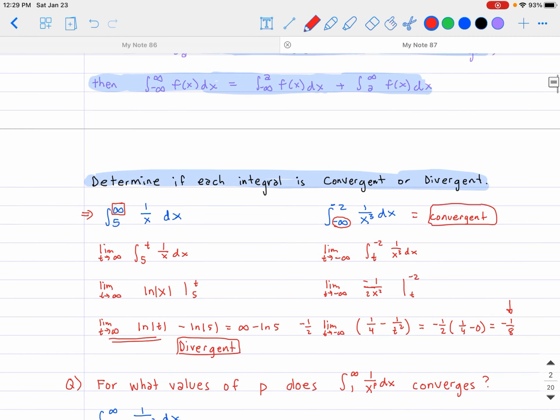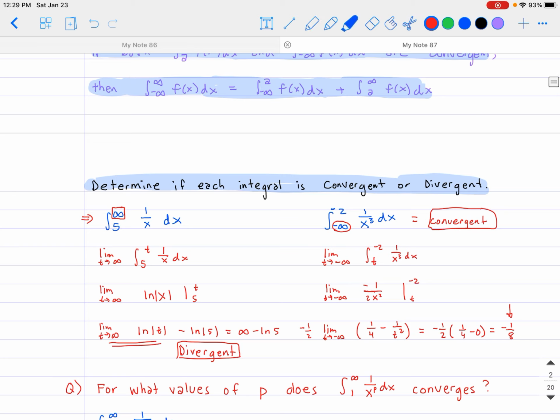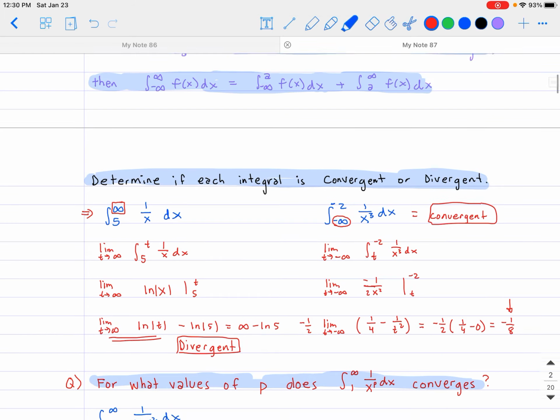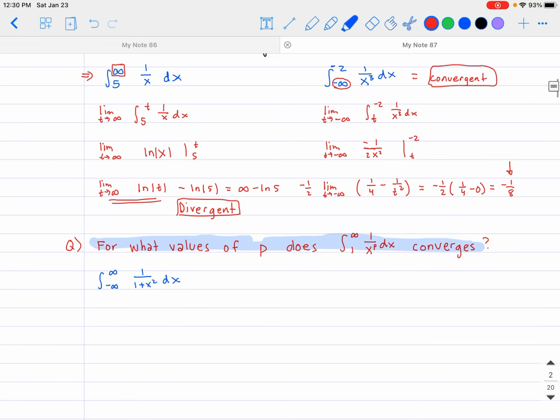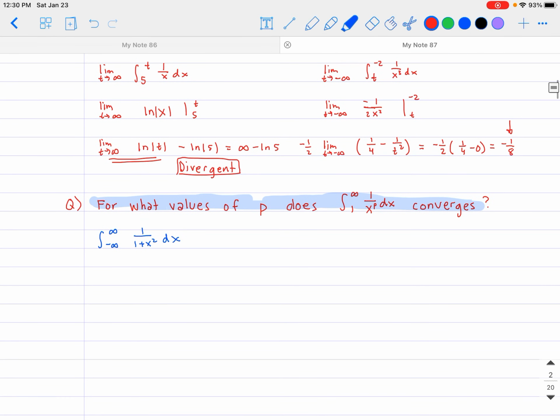Now, here's a side question for you that you should consider for future reference. For what values of p does the integral from 1 to infinity of 1 over x to the p dx converge? Looking at these two examples that I did over here, when is this going to converge, for what values of p? So, something to chew on for the time being. All right, let's look at a couple more problems, and then that'll be it for right now.